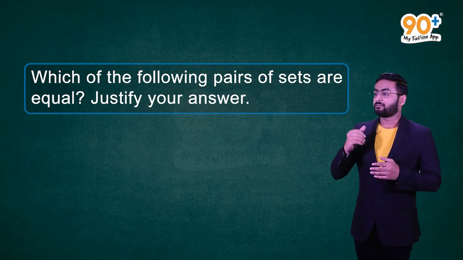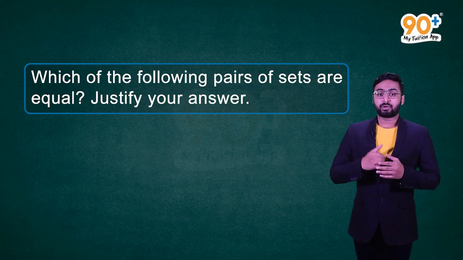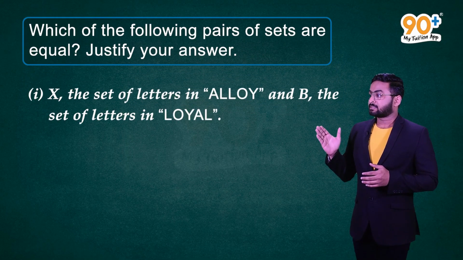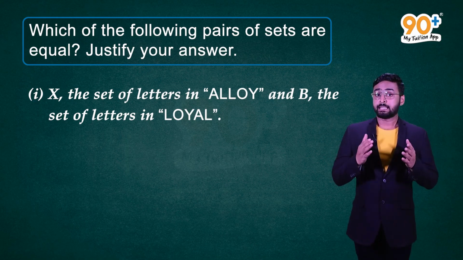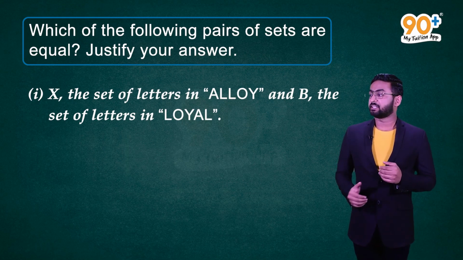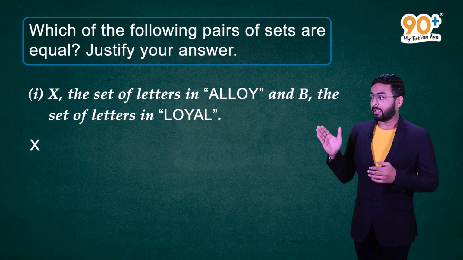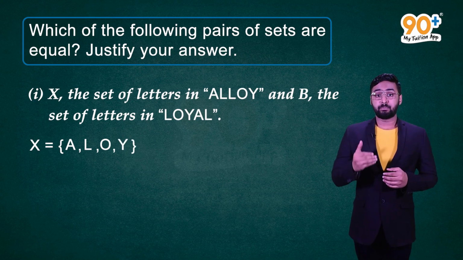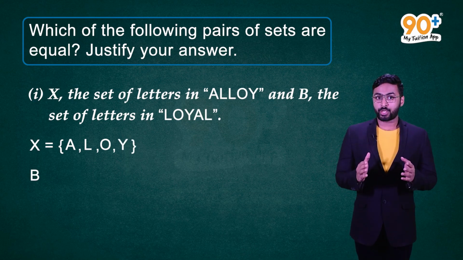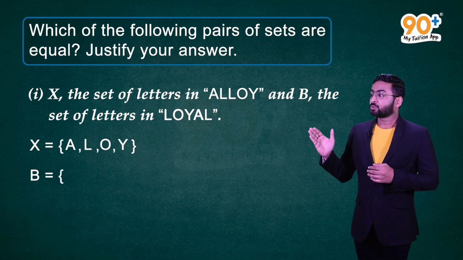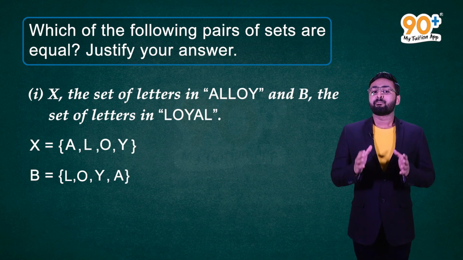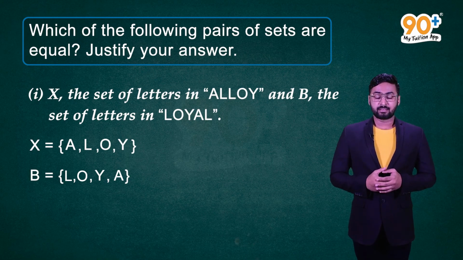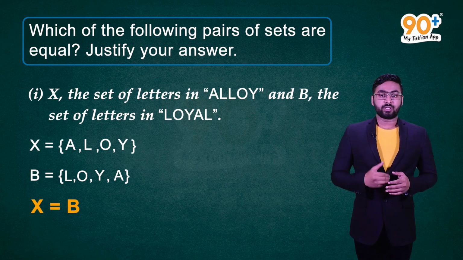Which of the following pairs of sets are equal? Justify your answer. First one, X, the set of letters in alloy, and B, the set of letters in loyal. Here, X is the set of letters in the word alloy. That is, X is equal to set of A, L, O and Y, and B is the set of letters in the word loyal. That is, B is equal to L, O, Y and A. On comparison, we can see that both the sets have the exact same elements. So we can write X is equal to B.